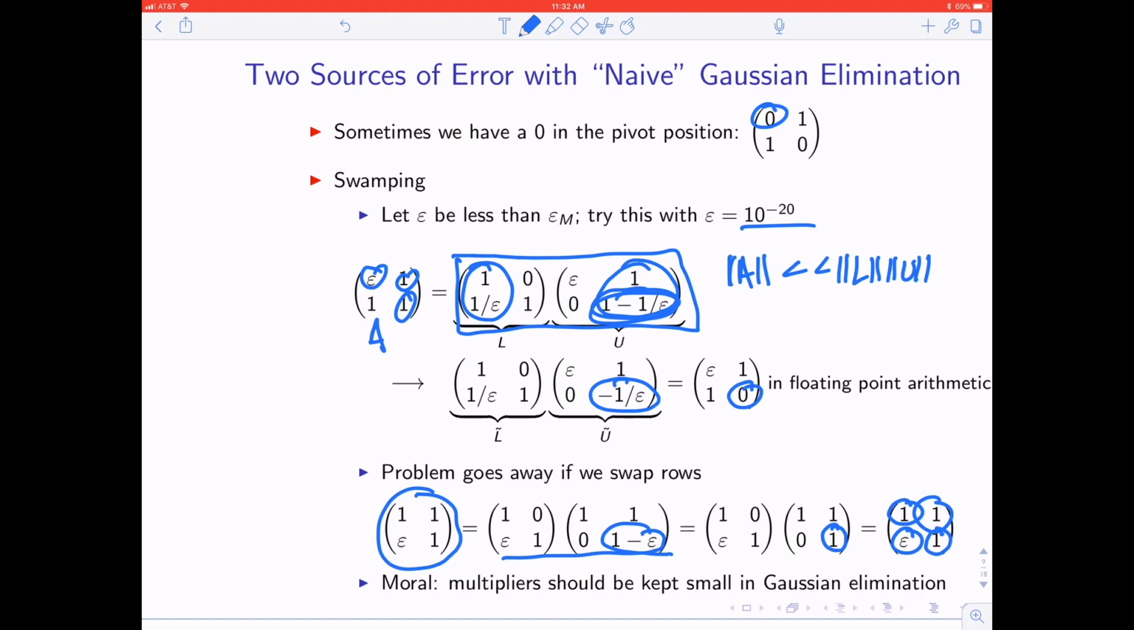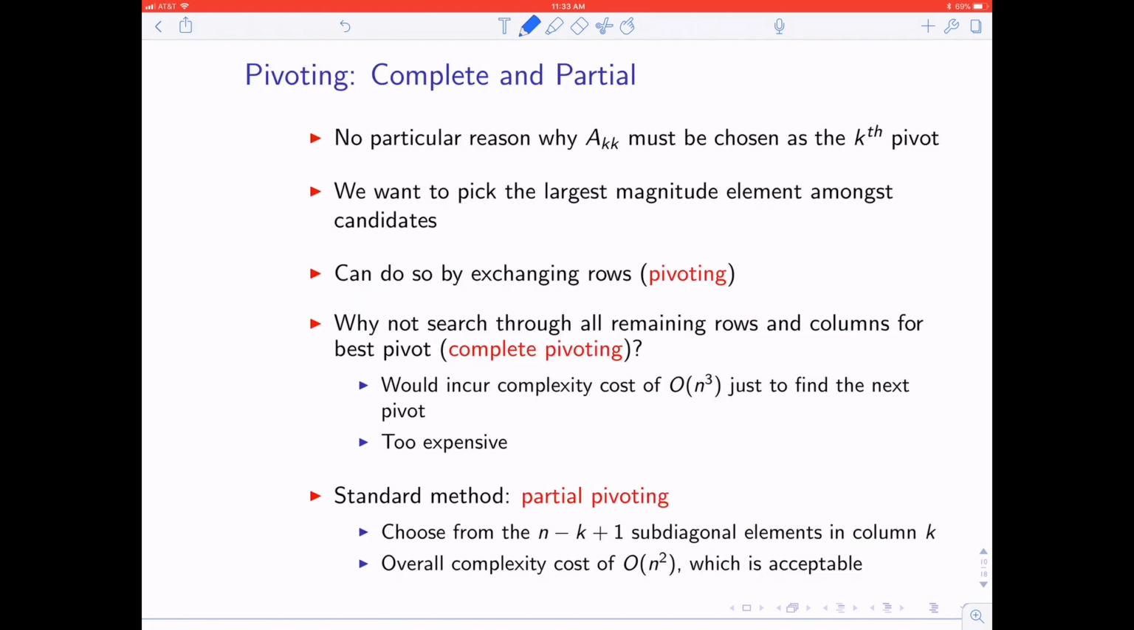So the moral is that multipliers should be kept small in Gaussian elimination. In other words, you want to avoid having things like 1 over epsilon, where epsilon is a small number, because that makes 1 over epsilon very large. Now let's talk about something called partial pivoting.